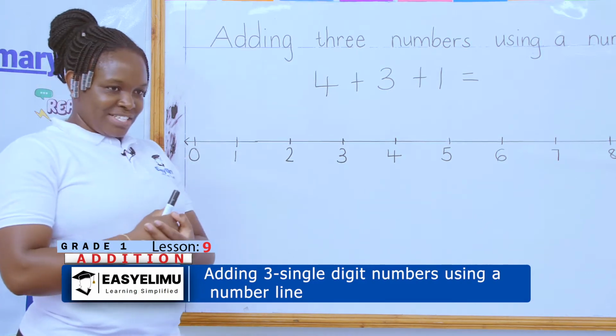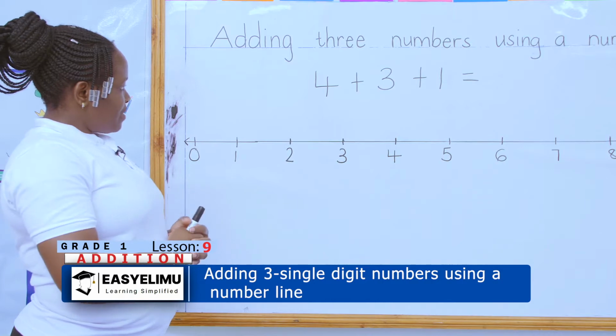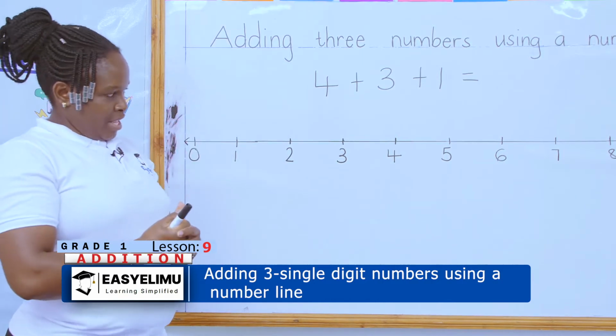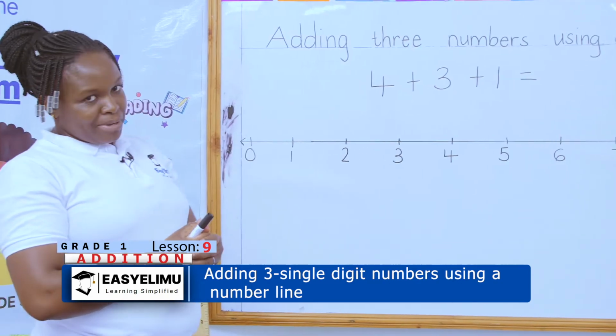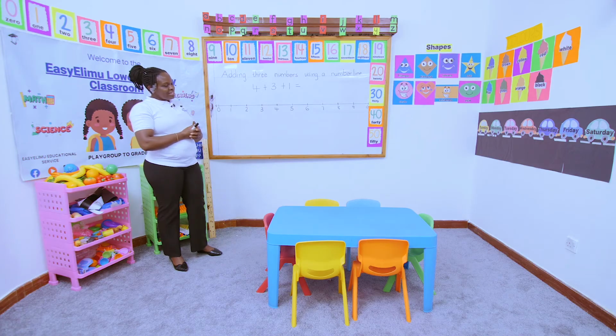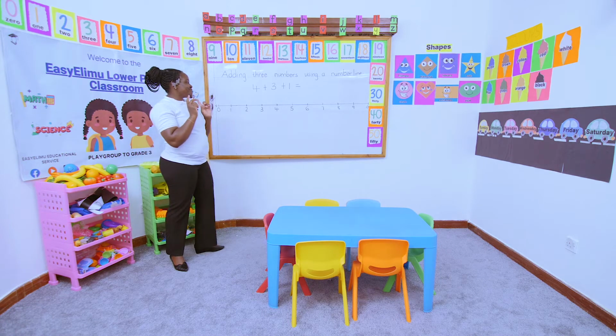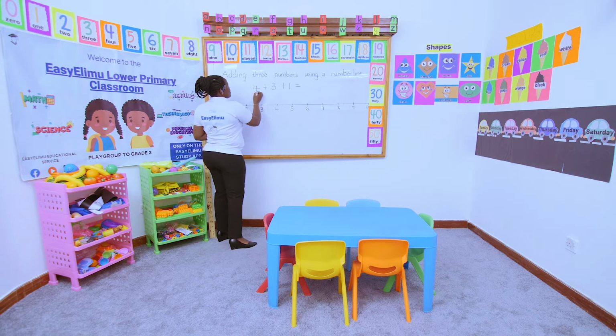Now, what was our first step? Our first step was for you to identify the big number. And in this case, which one is our big number here? Janet, which one is our big number? Janet has said 4. So our big number is 4.